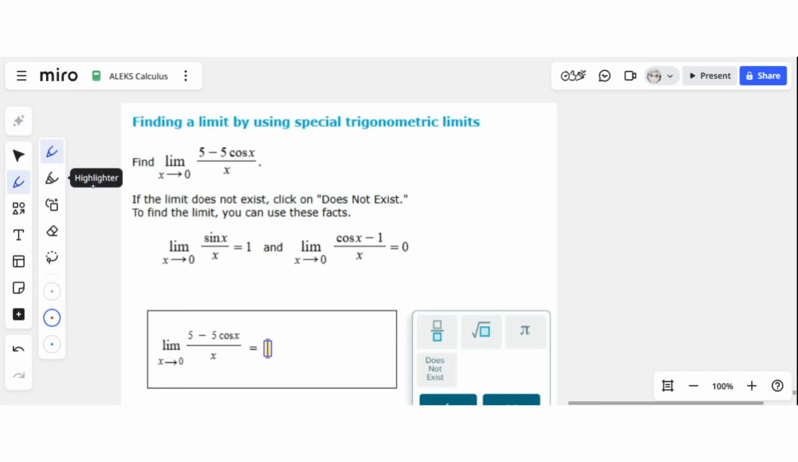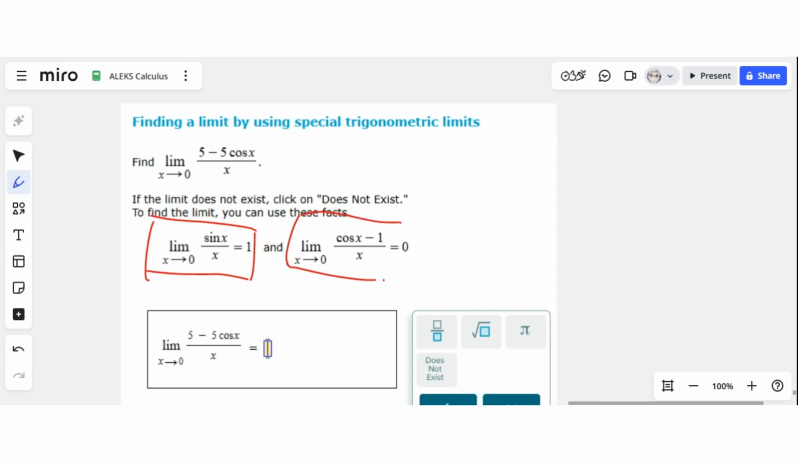In these problems, we are finding limits of some trig functions by using some special trigonometric limits. They're just telling us that the limit as x approaches 0 of the sine of x over x is 1. Maybe later on you'll get a proof of this. You'll see how we arrived at this idea, but for right now you're just using this fact. And you're using this fact too. The limit as x approaches 0 of the cosine of x minus 1 over x is 0.